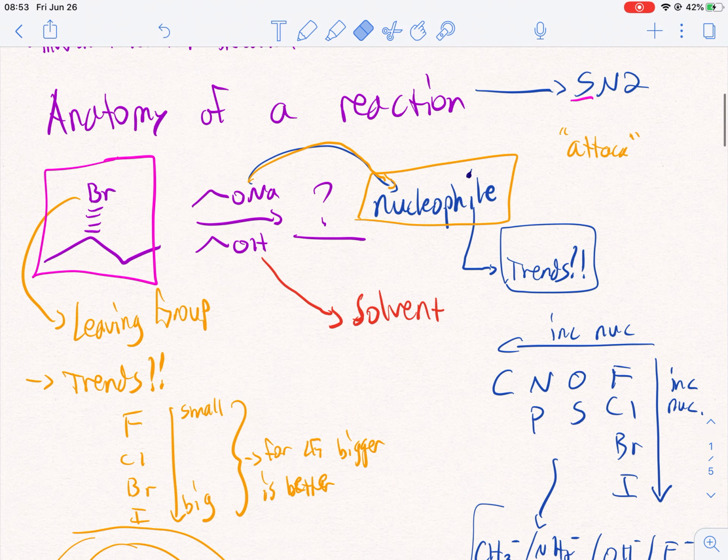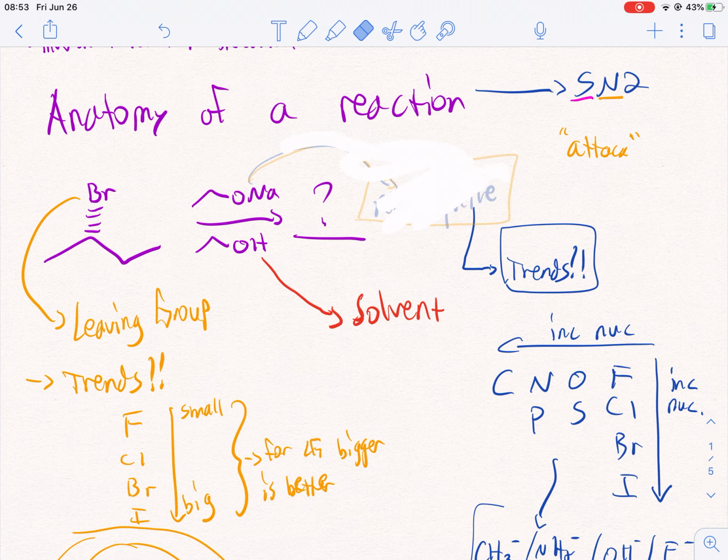So I know there's a lot of stuff going on right now, but I'm going to explain everything. So now we've identified our substrate and our nucleophile, right? That's how you define this thing. Okay, so let's keep talking about these things, okay? So I'm going to erase this thing that says nucleophile because we know this is a nucleophile, right? It's going to attack, right?